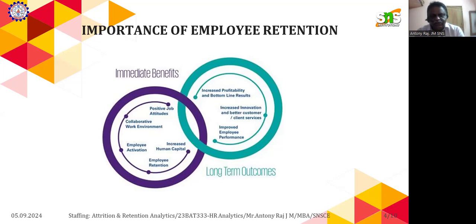Long-term outcomes include increased profitability, because high performers who stay long in the organization will definitely increase the profitability and the bottom line. It also leads to improved innovation and better client services. Innovation sees a big boost when you have a stable workforce that stays for a long time. And the more the employee stays and is happy, the more their performance is going to improve. So these are some of the long-term outcomes.